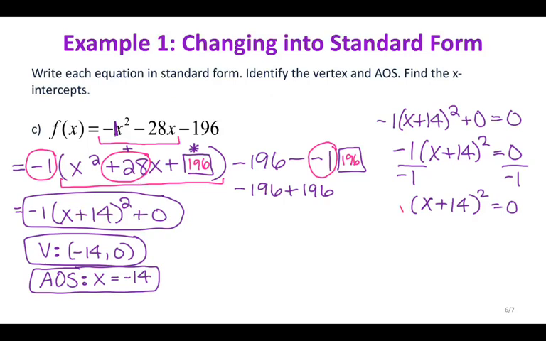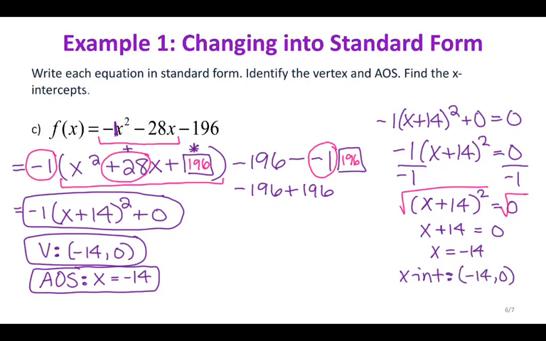I'm going to go ahead and take the square root. Well, square root of 0 is 0. And then I'm going to solve for x. Now, usually when we take the square root, we have a plus or minus. That is not the case for this one because 0 is not positive and it is not negative. So I'm just going to write x equals -14, solving for that. So my x-intercept as an ordered pair is -14, 0.